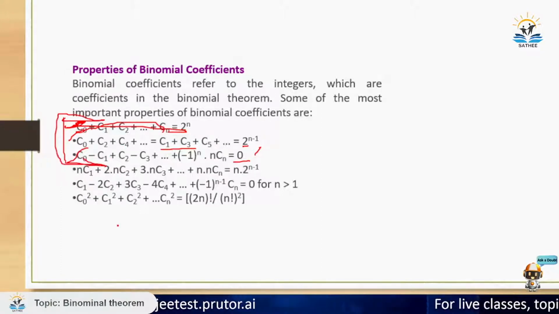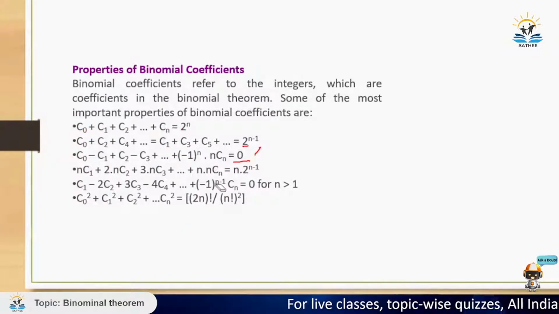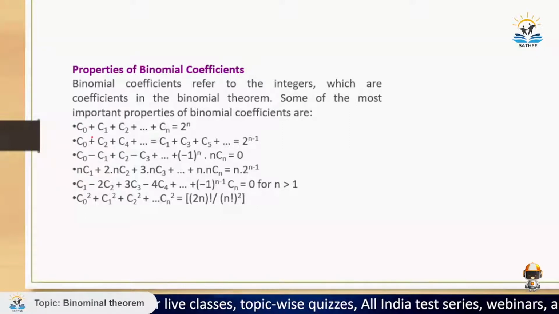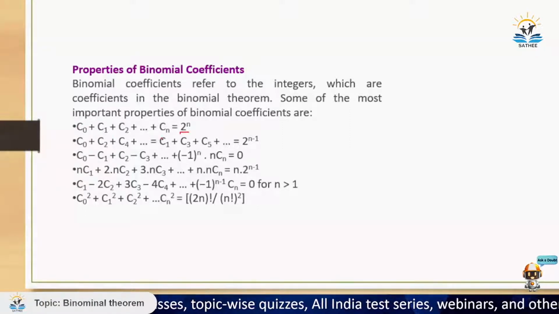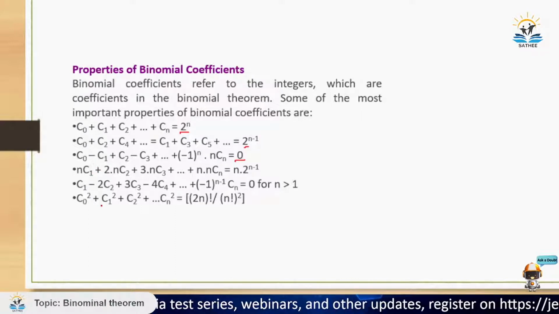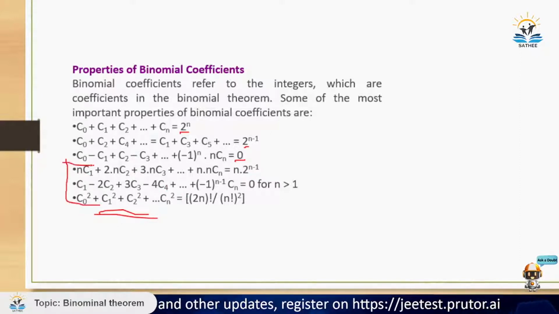Please remember these three. Let me erase all this ink. Cool. So please remember these three: C0 plus C1 up to Cn is equal to 2 power n. Sum of odd coefficients is equal to sum of even coefficients is equal to 2 power n minus 1. And subtraction of them would give us 0. Okay. And the rest three you can also learn, but they will not be of much use in JEE Mains.